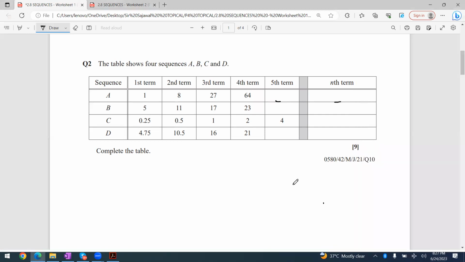Okay, what do we have? Basically, it's just the cube numbers, right? It's n cube. This was 1 cube, 2 cube, 3 cube, 4 cube. 5 cube is 125. Okay.